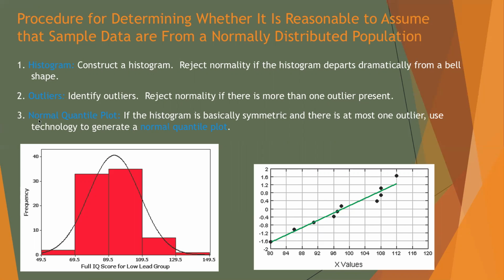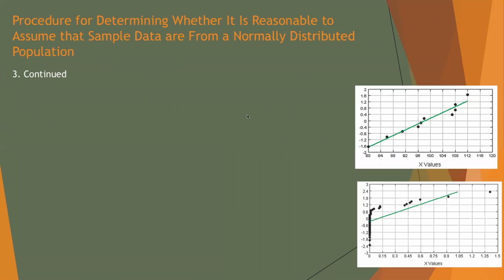To me, you should always use a normal quantile plot and a histogram. Histogram first, right? See it? If there's not enough data, you definitely want to do a normal quantile plot. So, okay, the procedure for determining whether it's reasonable to assume the sample data are from a normal population.